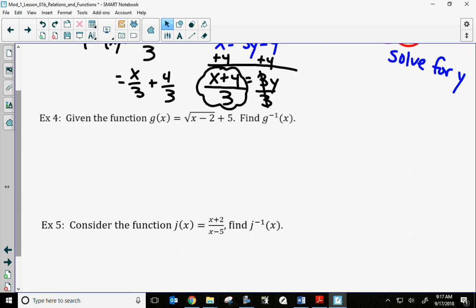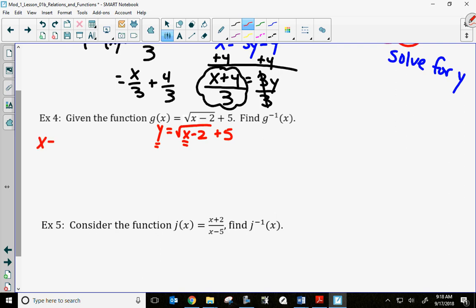All right? They added something a little different here. The square root symbol or function is now in here. I'm still going to do the same thing. This is still y equals the square root of x minus 2 plus 5. I'm still going to switch my x and y. So I have x equals the square root of y minus 2 plus 5.